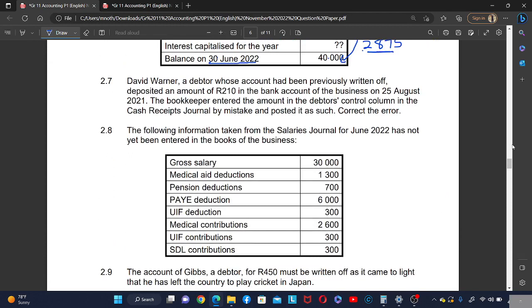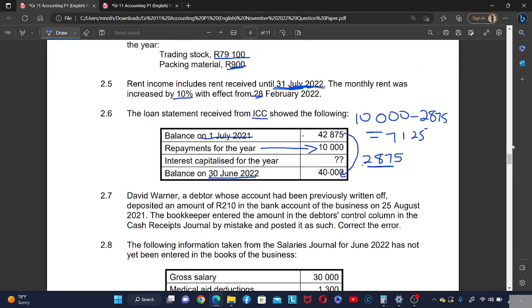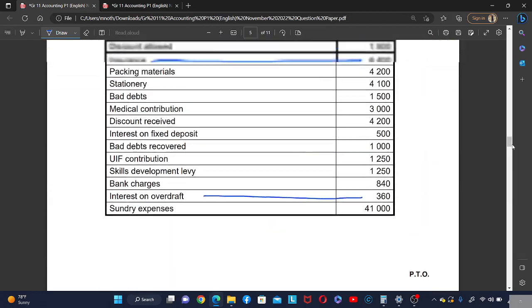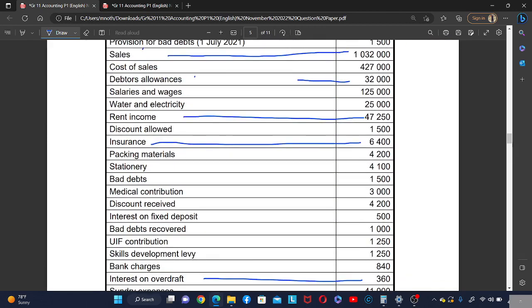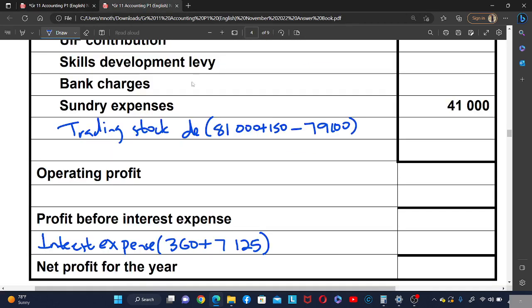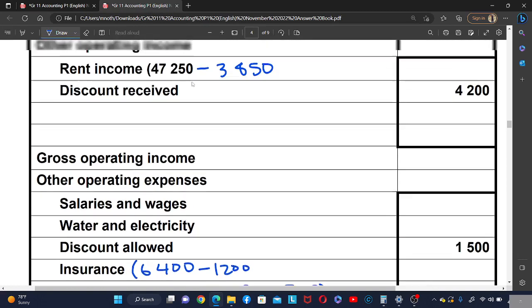And then David Warner, a debtor whose account had been previously written off, deposited. So this one is a bad debt recovered. They are saying a debtor who had been previously written off has paid. Right? So how much is your bad debt recovered? The bad debt recovered is 1,000 rand.